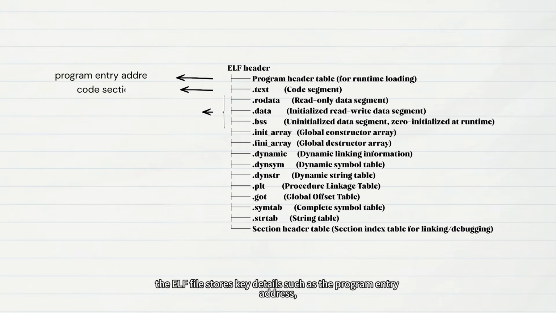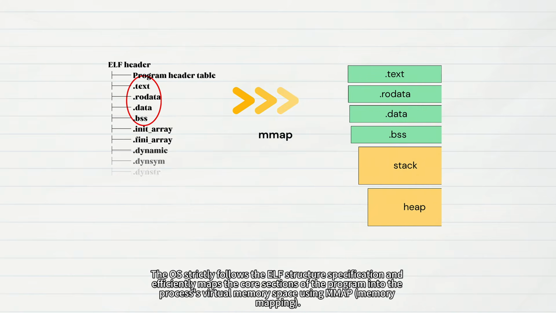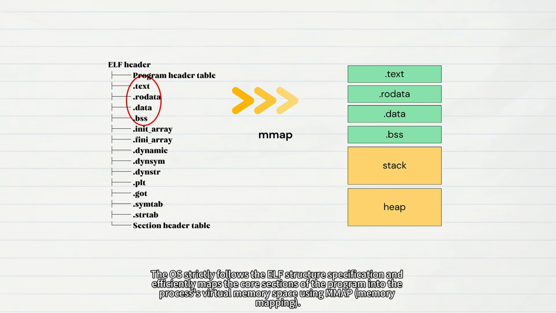Specifically, the ELF file stores key details such as the program entry address, code section, data section, dynamic linking information, symbol table, and more. The OS strictly follows the ELF structure specification and efficiently maps the core sections of the program into the process's virtual memory space using mmap, memory mapping.